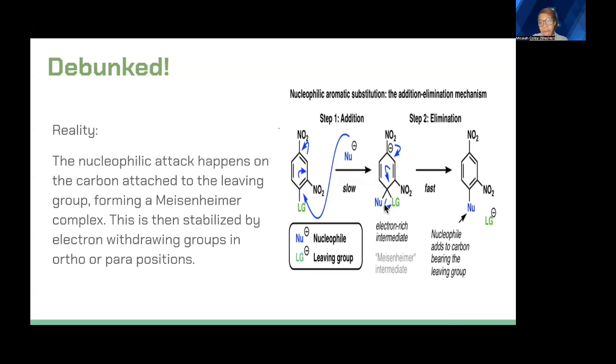And then once that happens, you have the moving of these double bonds within the conjugated ring, and then you have an electron-rich intermediate, which is the Meisenheimer intermediate because these electrons are being donated. And then you have the loss of a leaving group, and then the nucleophile replacing the compound here.